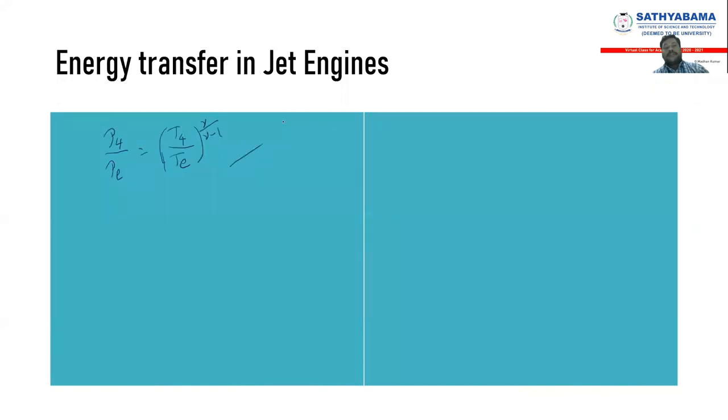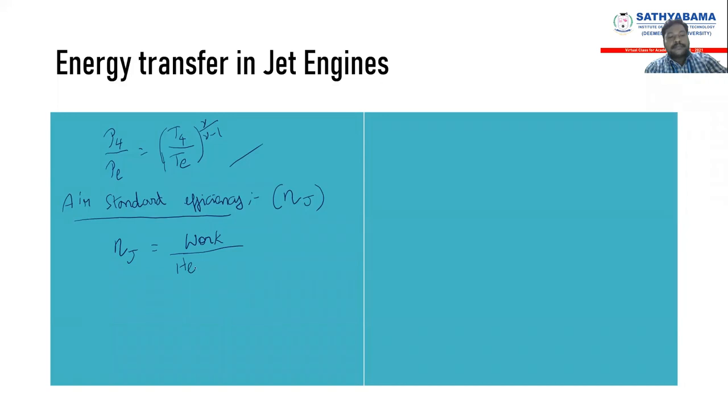And now we are going to evaluate the expression for air standard efficiency. Next we are moving to air standard efficiency, that is jet efficiency. It's very simple, the jet efficiency is given by work by heat supplied. So work done on the system by heat supplied to the engine.